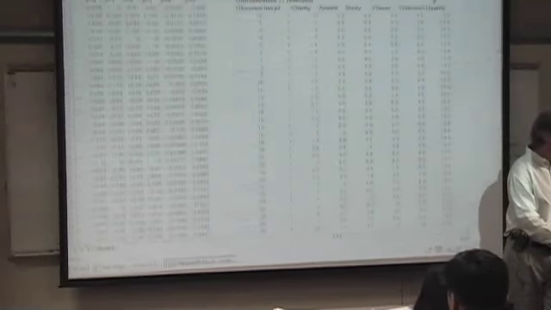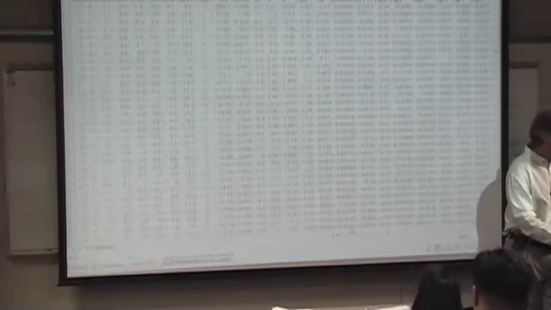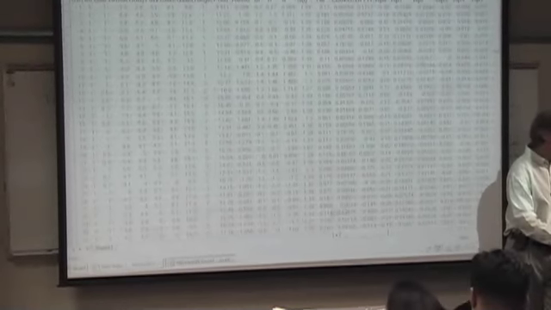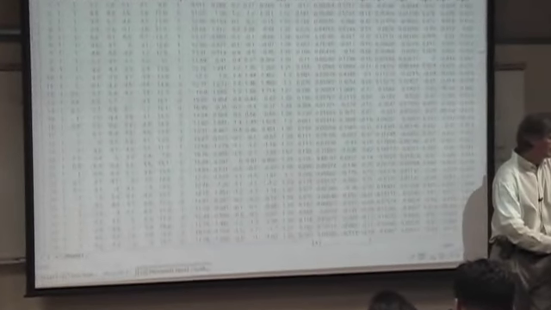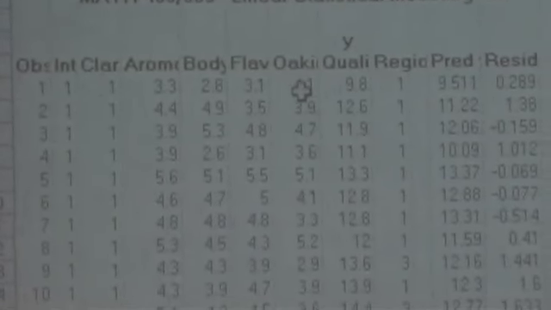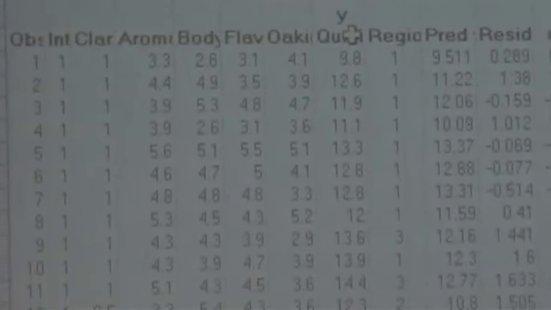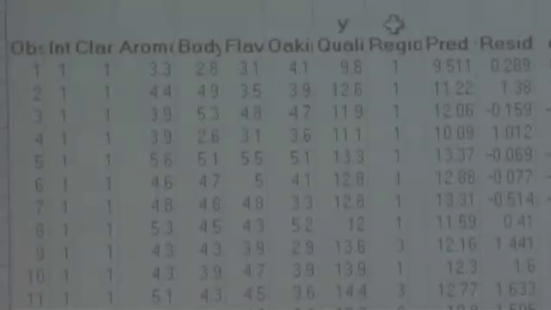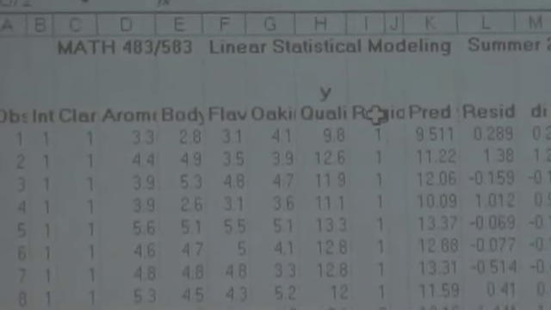What I've done here is taken a data set from the index, and there was quality of wine, and there were 5 variables: clarity, aroma, body, flavor, and oakiness. I don't know who rated these things, and it was the overall quality of the wine. Then there was the region it came from. That regressor is not being used in this particular analysis.